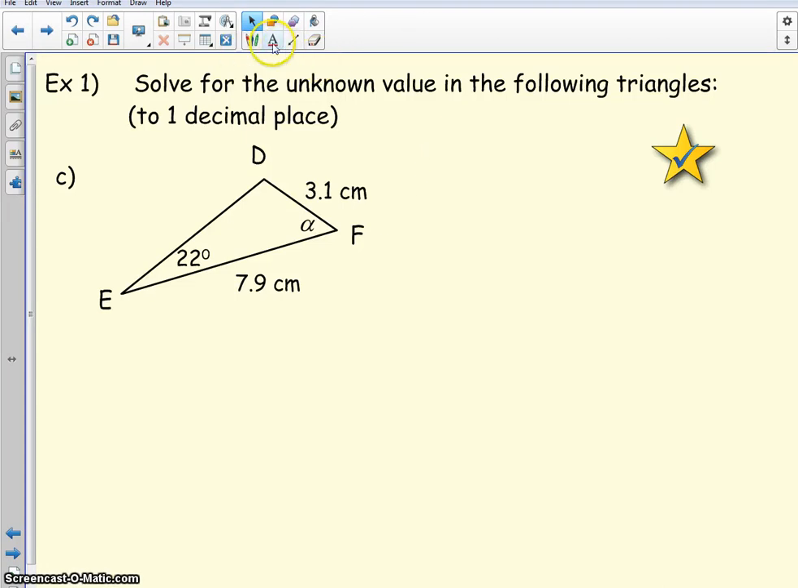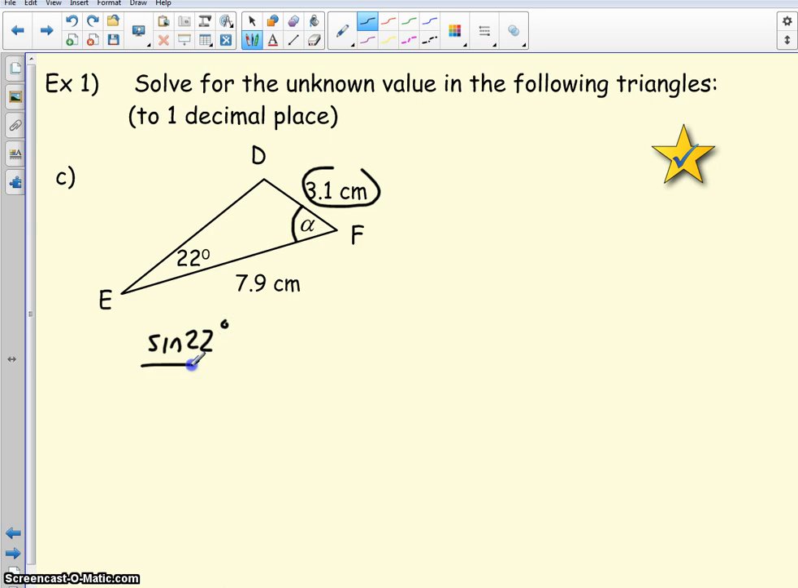Okay, so I'm looking for, in this case, angle alpha. But again, what do I have to start with? Do I have an angle side pair? Yes, I do. I have the 3.1 centimeters, which goes with the 22 degrees. So that means the sine of 22 degrees over 3.1 is going to be a ratio that I can use.